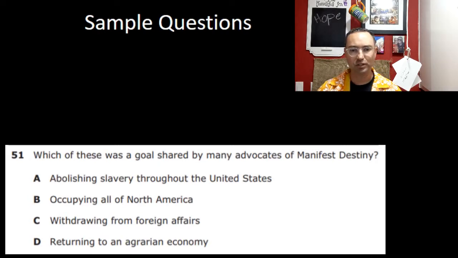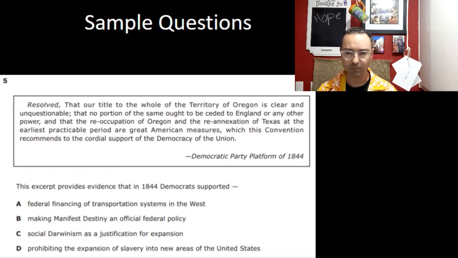All right, which of these was a goal shared by many advocates of Manifest Destiny? Were they looking to abolish slavery? Nope. Were they looking to occupy all of North America? Absolutely. Withdrawing from foreign affairs? No. Returning to an agrarian economy? Not at all. They were trying to occupy all of North America. That was Manifest Destiny.